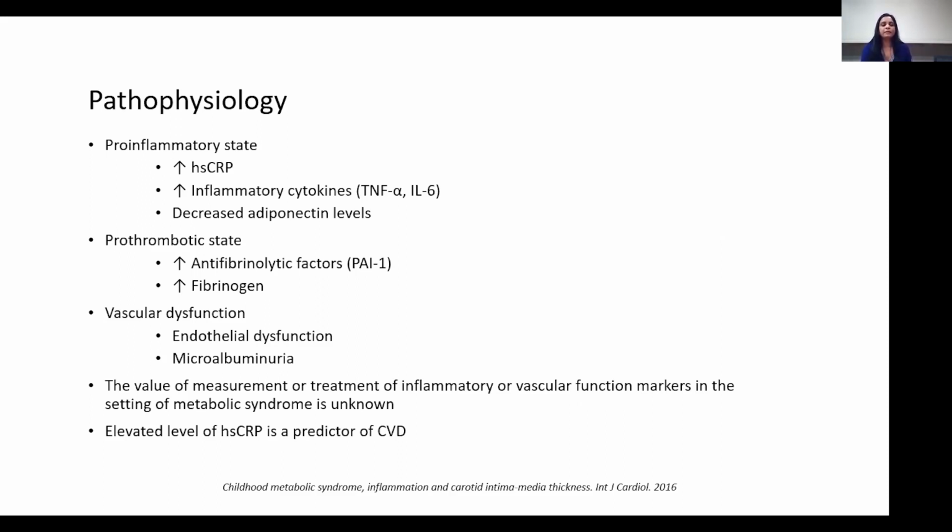In the case of the prothrombotic state, we already know that there are increased antifibrinolytic factors like PAI-1 and increased fibrinogen. And as if these two are not enough, there is vascular dysfunction, with endothelial dysfunction leading to microalbuminuria. People are actually doing research on the value of measurement or treatment of these inflammatory or vascular function markers in the setting of metabolic syndrome, but we don't know the value yet. But in adults, adult cardiologists use elevated levels of hsCRP as a predictor of CVD. They also use it as a prognostic factor. So they already started using that in adult cardiology.